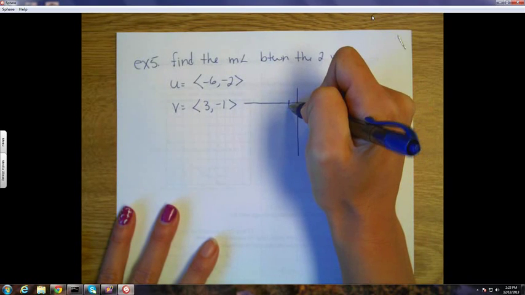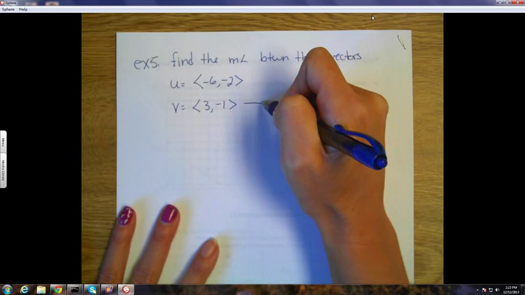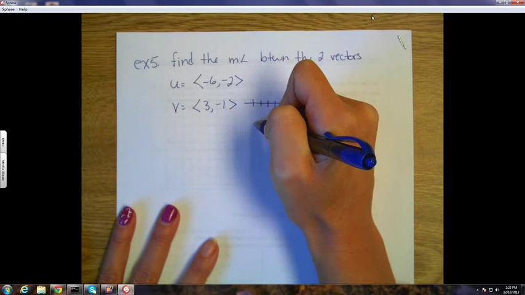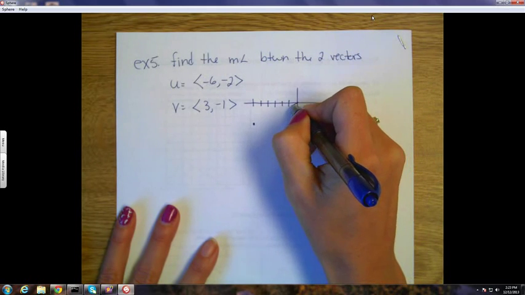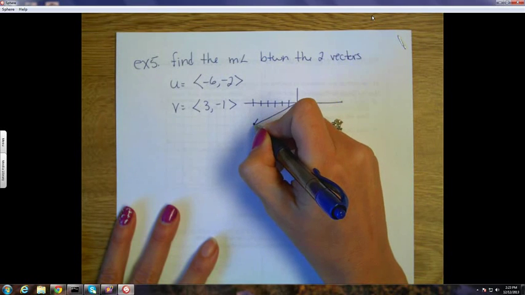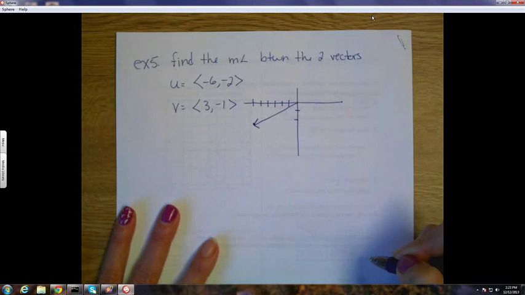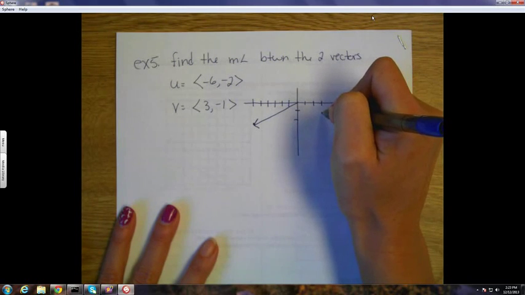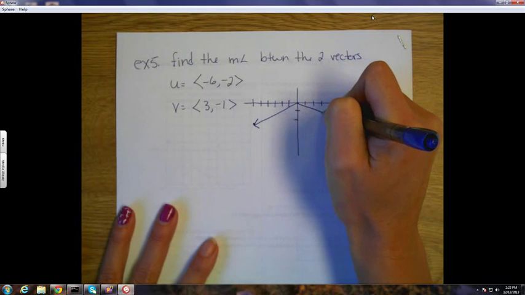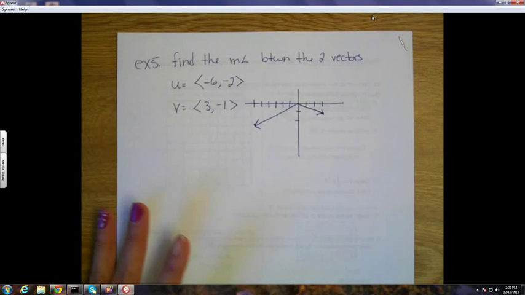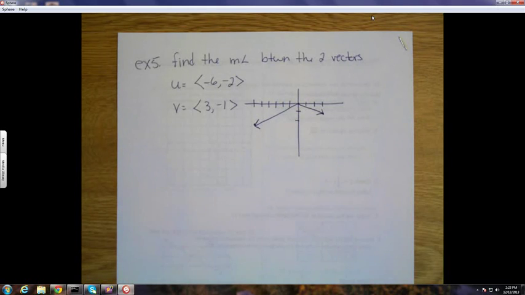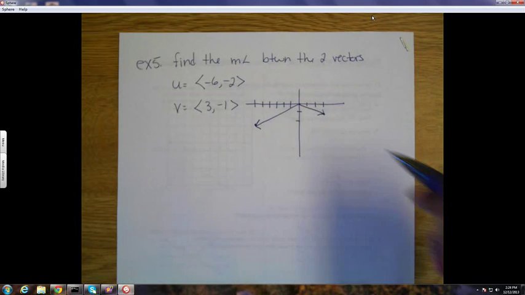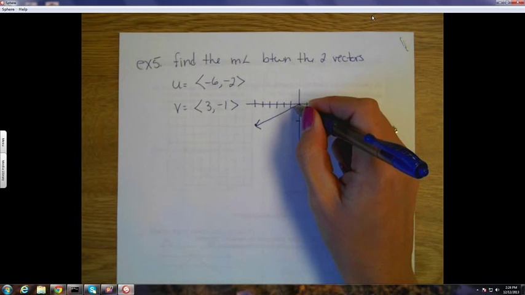So, -6, -2, and then we want 3, -1. Okay, and when we talk angle between the vectors, we want the shortest angle between the vectors. We don't want this big rotation on the outside here. So our goal is to find this angle measure right in here.